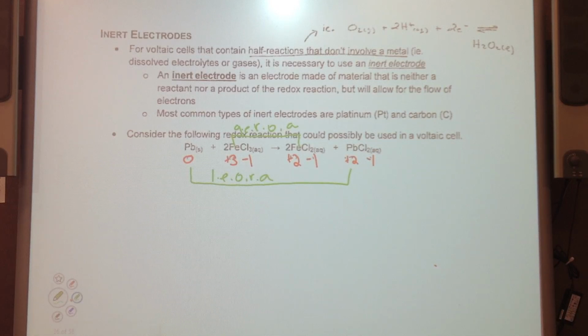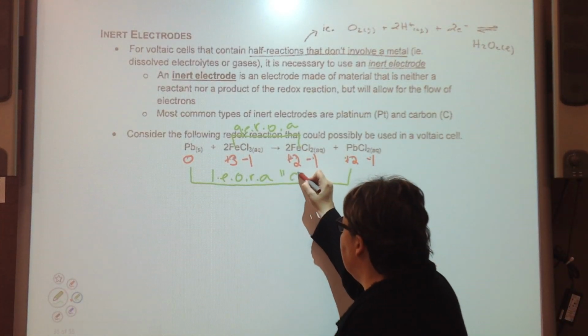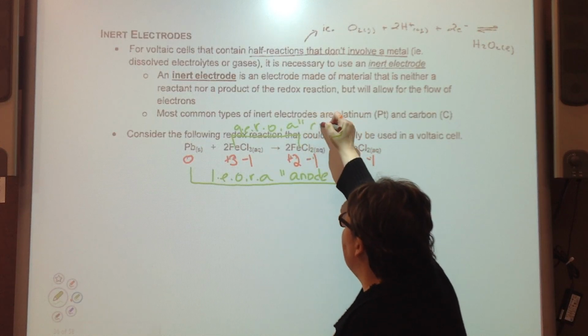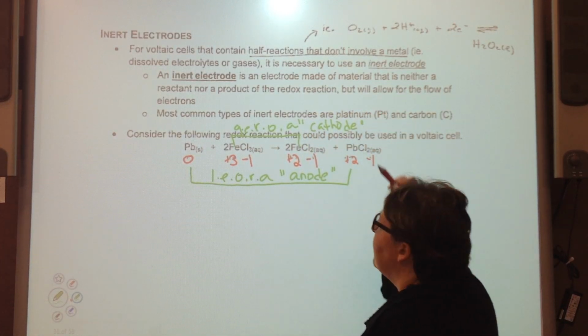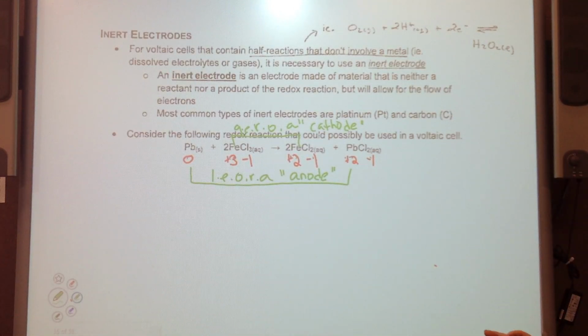Would Pb be on the anode side? Because it's the reducing agent. So that means the iron is going to be on the cathode side. Okay, so we've done quite a bit of the work, and we haven't even really done anything other than identify oxidation numbers and reducing agents and oxidizing agents.